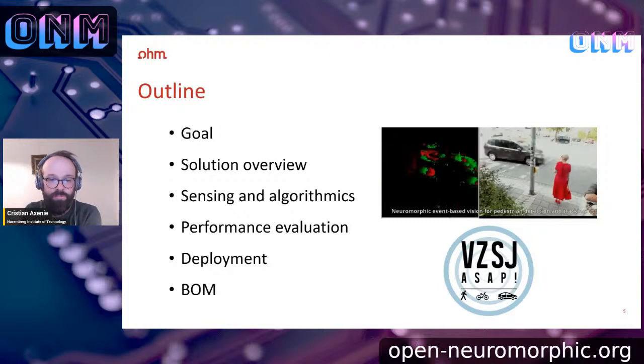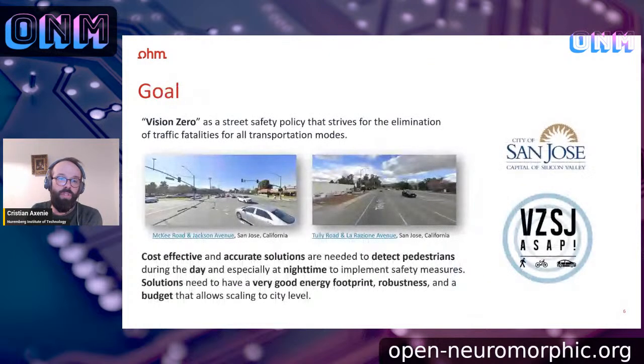So Vision Zero is a street safety policy that strives for the elimination of traffic fatalities. Basically, the task for the TinyML challenge was to design a cost-effective and accurate solution to detect pedestrians during day and night in order to implement safety measures. The solution should have a very good energy footprint, should be robust to day and night changes and weather changes, and should come with a budget that will allow scaling to a city level.